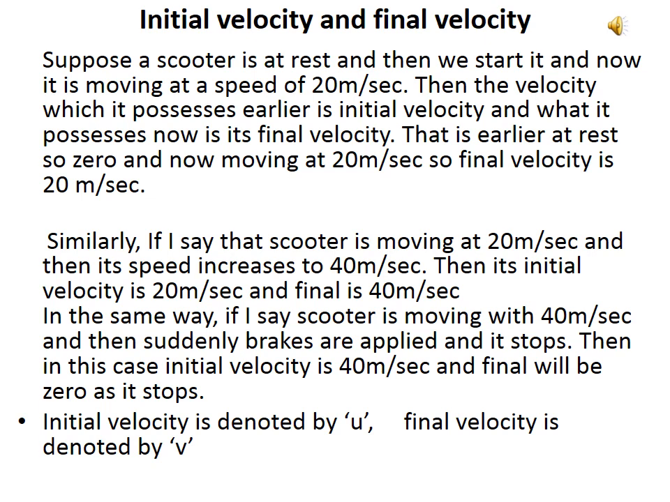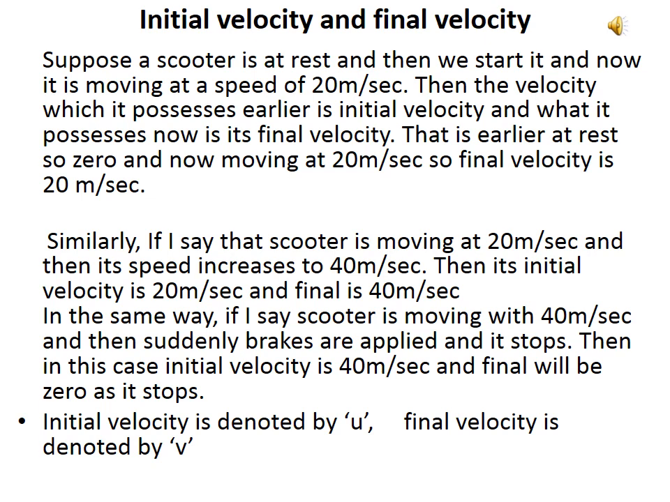Next, we are going to differentiate between initial and final velocity. Suppose a scooter is at rest, and then it starts and is now moving at a speed of 20 meters per second. The velocity it possessed earlier is the initial velocity, and what it possesses now is its final velocity. At rest, its initial velocity is 0, and now moving at 20 meters per second, its final velocity is 20 meters per second.